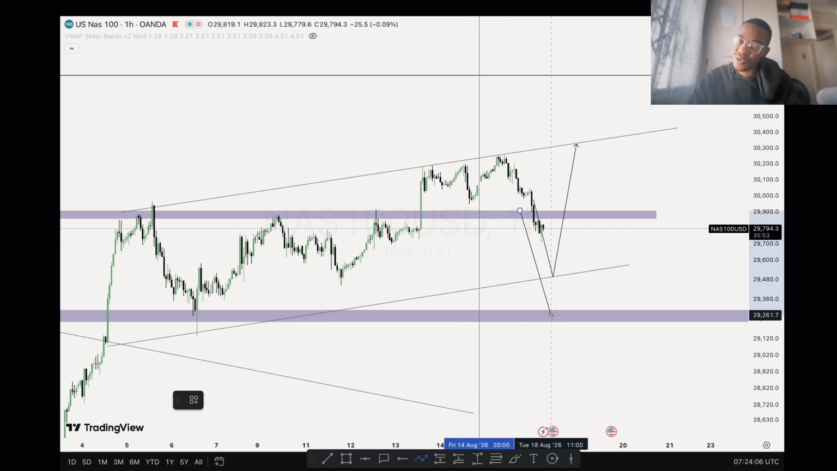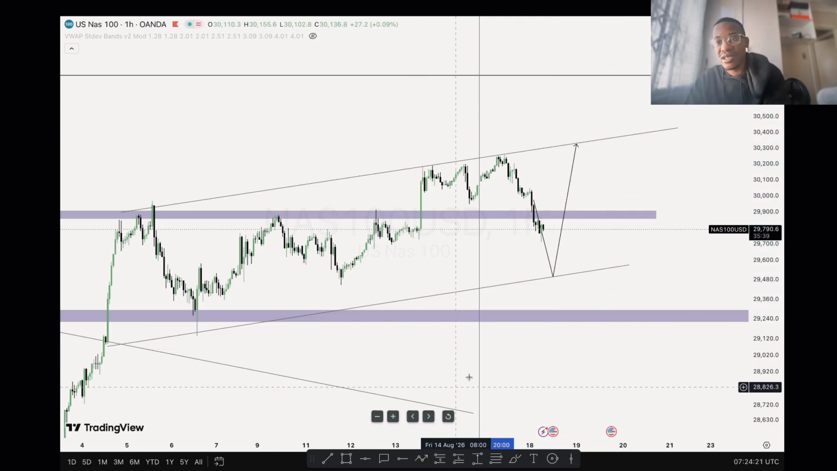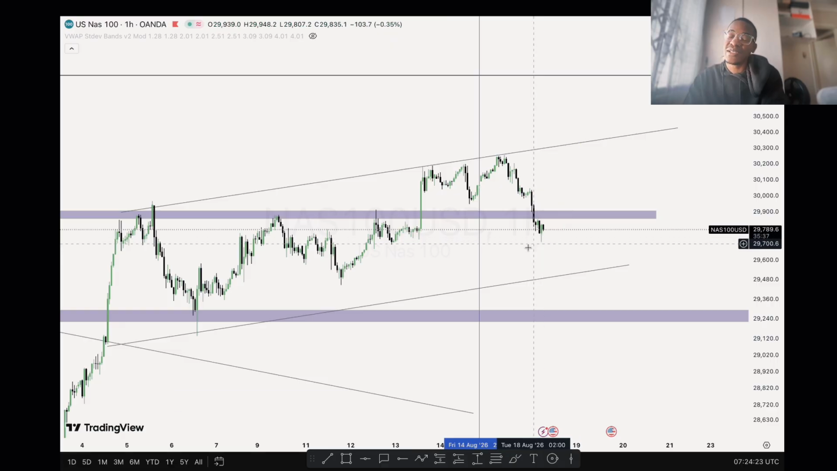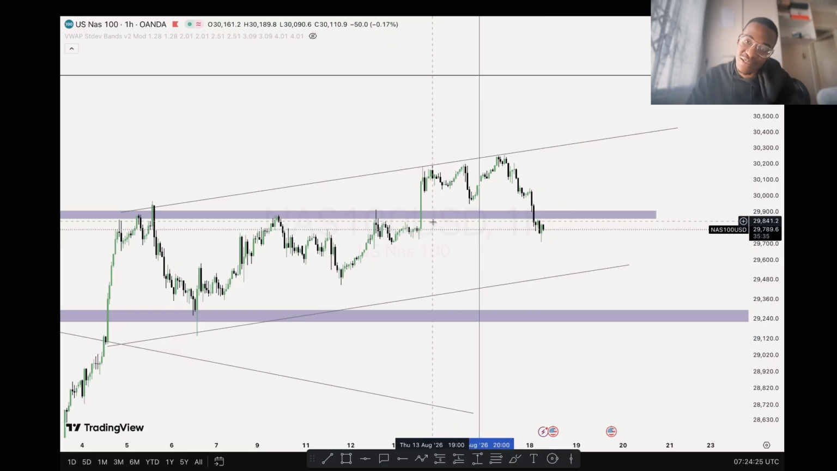And note, guys, that I'm not a financial advisor. I'm just giving what I see, or what I think the market could do from here. So I'm not saying it will, I'm saying it might, based on my analysis.